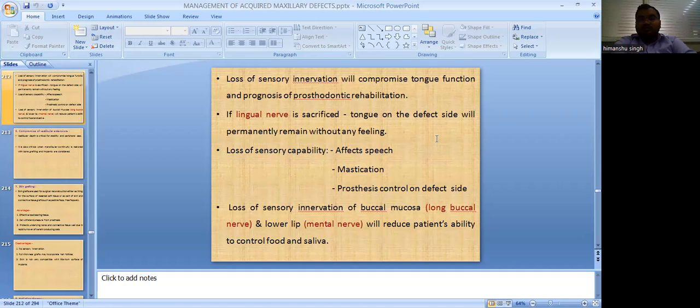Loss of sensory innervation will compromise tongue function and prognosis of prosthodontic rehabilitation. If the lingual nerve is sacrificed, the tongue on the defect side will permanently remain without any feeling. Loss of sensory capability affects speech, mastication, and prosthesis control on the defect side. Loss of sensory innervation of the buccal mucosa, that is the long buccal nerve and lower left mandibular nerve, will reduce the patient's ability to control food and saliva.